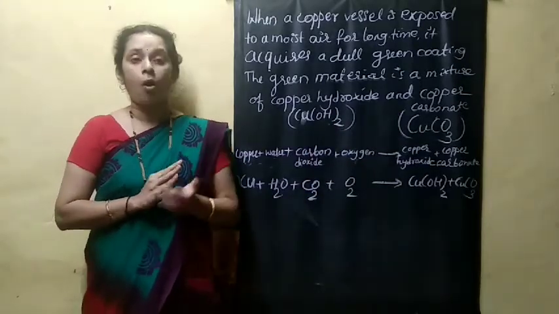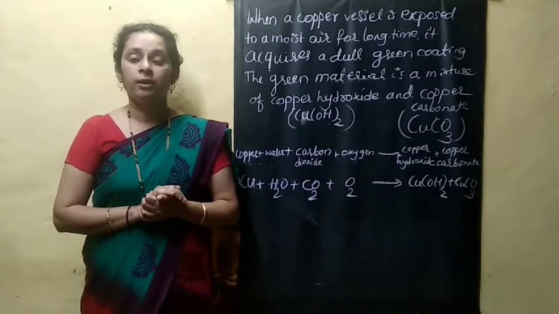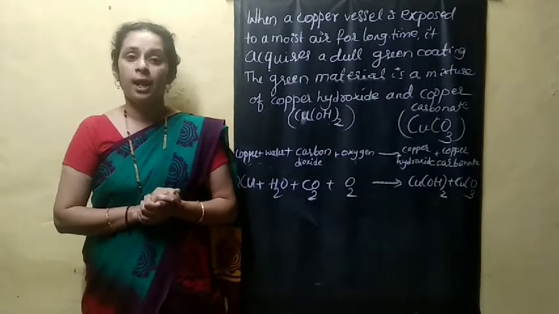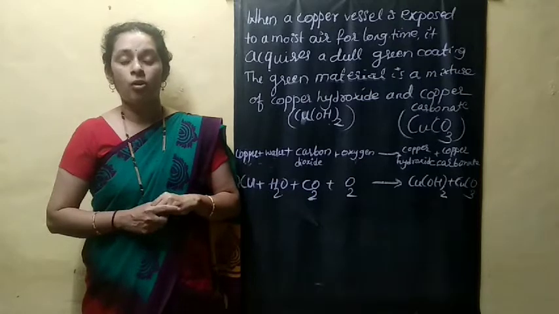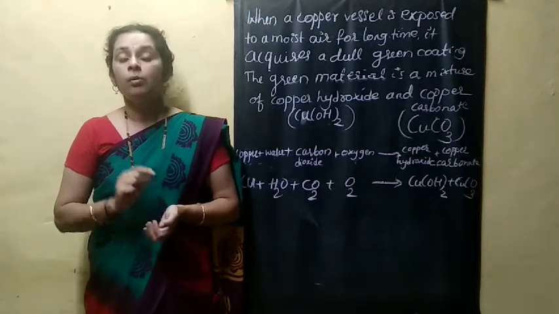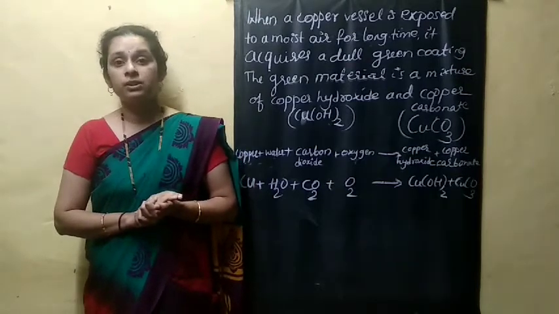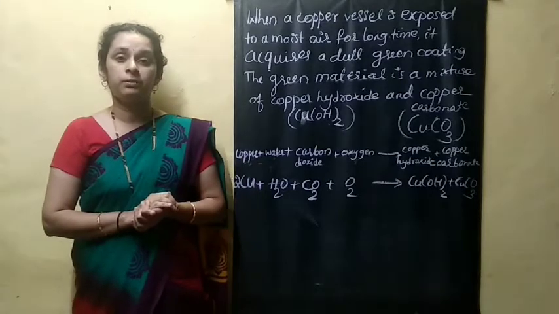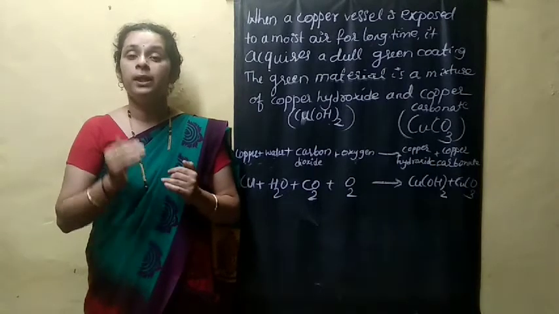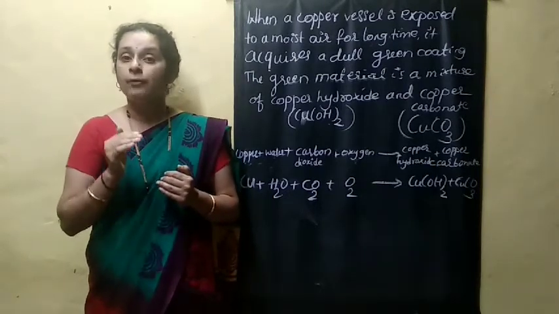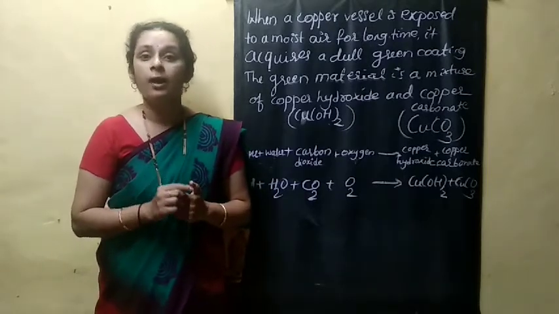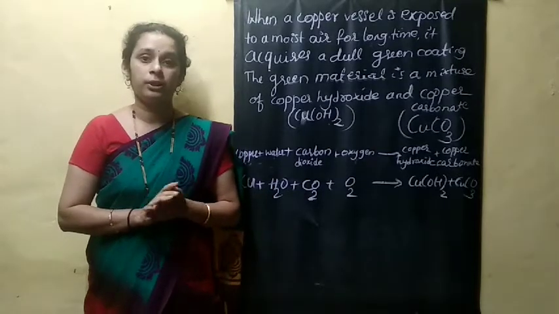You have to practice all these reactions: how copper reacts with moist air, how iron reacts with moist air, and how magnesium reacts with oxygen. All those things you have to study, very important. In the next class we will discuss how non-metals react with oxygen. What happens when non-metals react with oxygen? What happens when metals react with oxygen? Usually when metals react with oxygen they form respective metallic oxides, and these metallic oxides are basic in nature. That you have to remember.